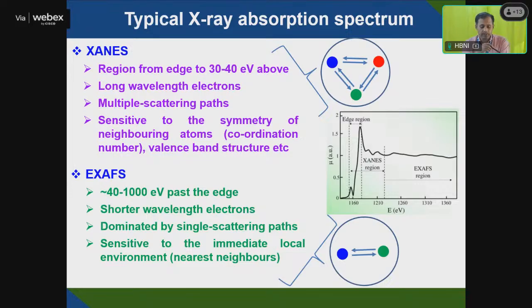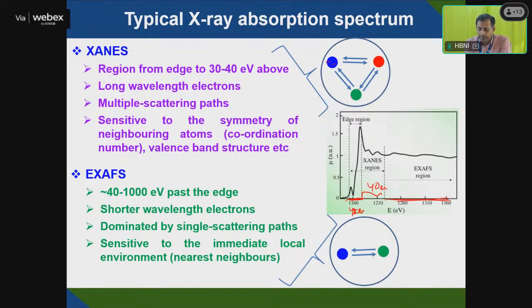If you see the information you get, this is energy versus mu, the mass attenuation factor. From here to here is only about 30 to 40 electron volts, and that is only the XANES. Beyond this, about 40 electron volts to 1000, in this range you get EXAFS spectroscopy. You see here, in XANES there are 3 electrons I have shown, blue, red and green, and their interference you will get.